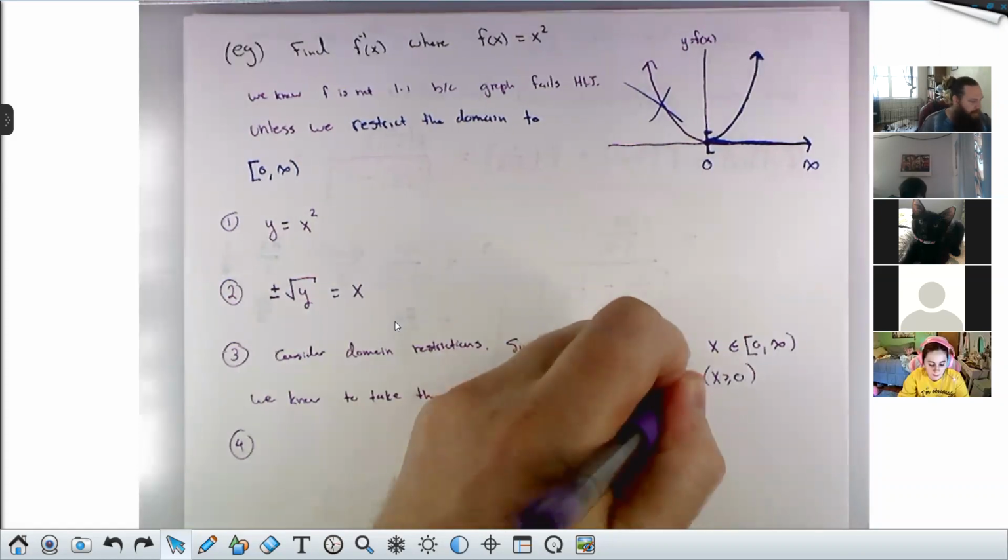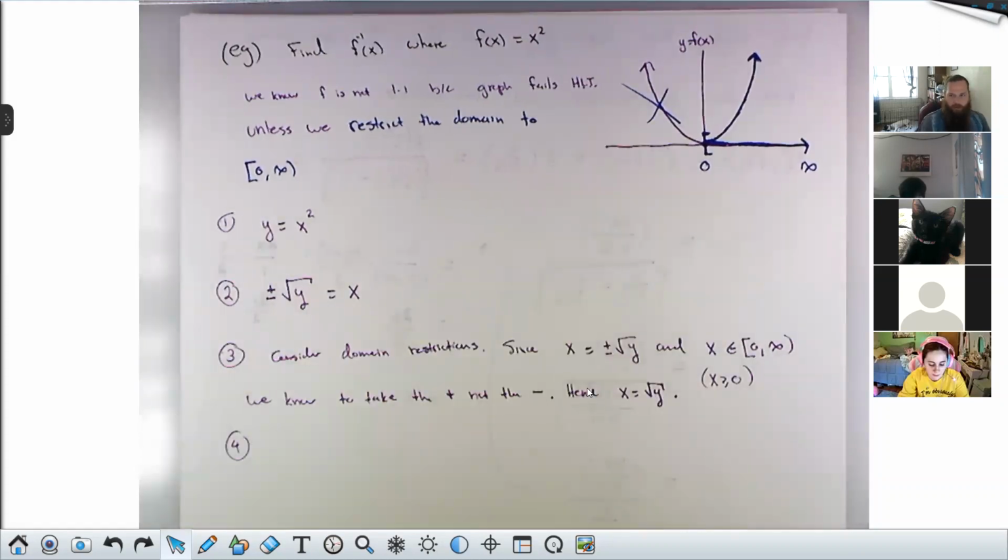So when I say you need to pause and consider your domain restrictions and how they affect the algebra, this is what I mean. If the function you're trying to invert is not one-to-one, then you will run into something like this, a plus or a minus, somewhere that you need to choose between. And the way you choose between them is by thinking about the x values that are on your graph.